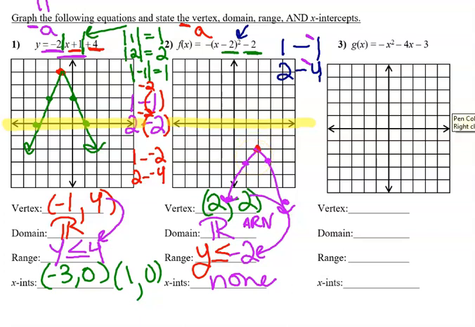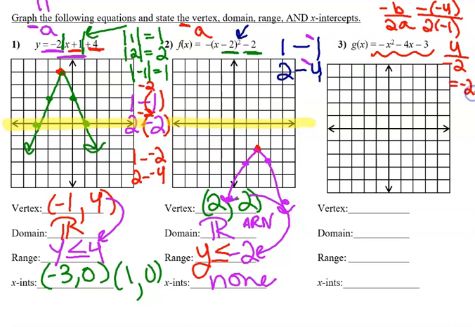All right, now let's try the next one. It is not in the format of number 2. So I need to do my method of -b over 2a. My b is -4, so I actually have 2 negatives on top. And then I have 2 times -1. So I have 4 over -2, which equals -2.